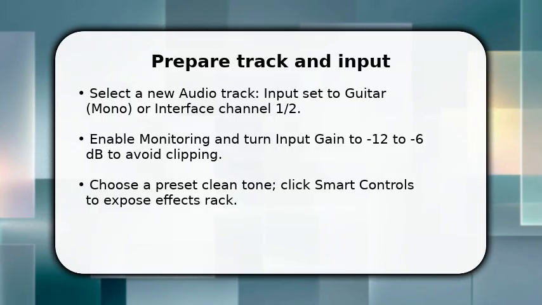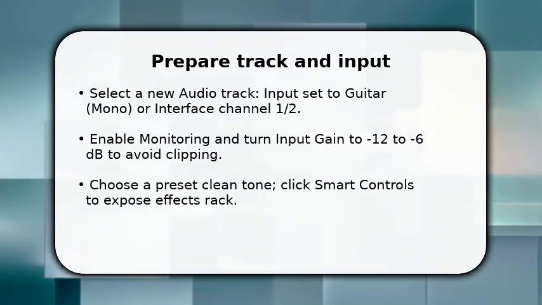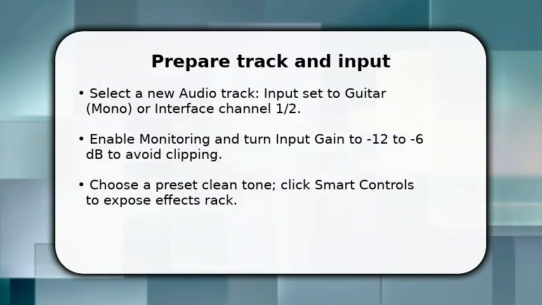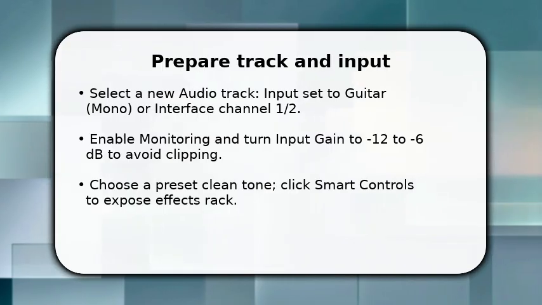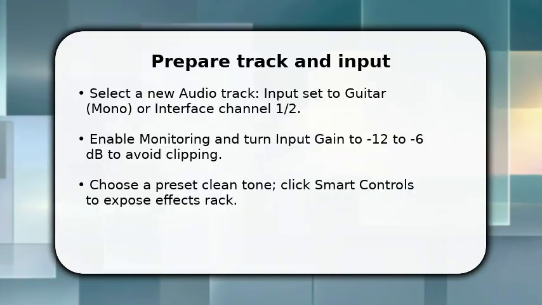You start by creating an audio track and selecting your guitar input so GarageBand hears you. Once set, enable monitoring and play while adjusting input gain until peaks sit around -12 to -6 dB. This prevents digital clipping and preserves dynamics.